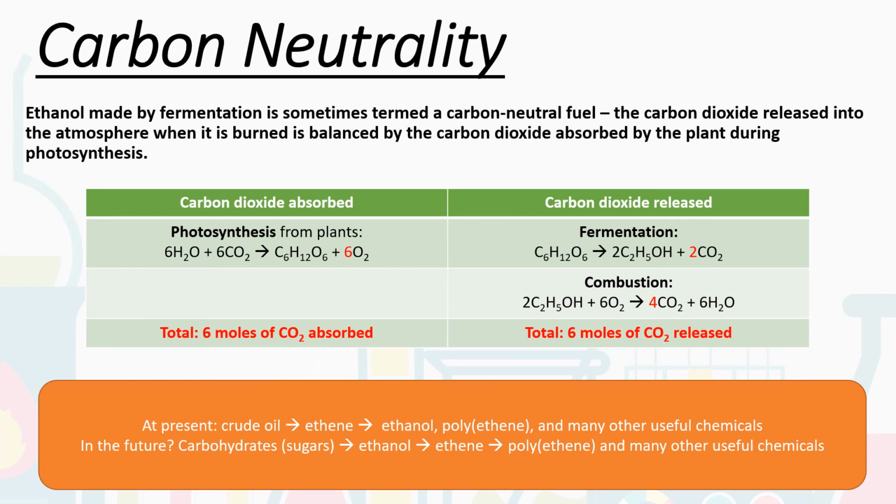In the future, we're hoping that we can take this renewable resource of the carbohydrates and the sugars, convert it to ethanol through fermentation, and then convert to ethene quite often through a dehydration reaction. And ethene can be converted into polyethylene and many other useful chemicals. So the key thing being that we can get to ethene, we can get to ethanol, but from a renewable resource.